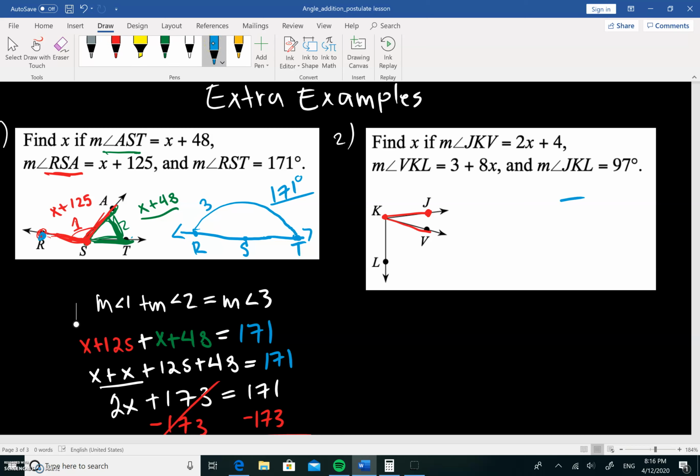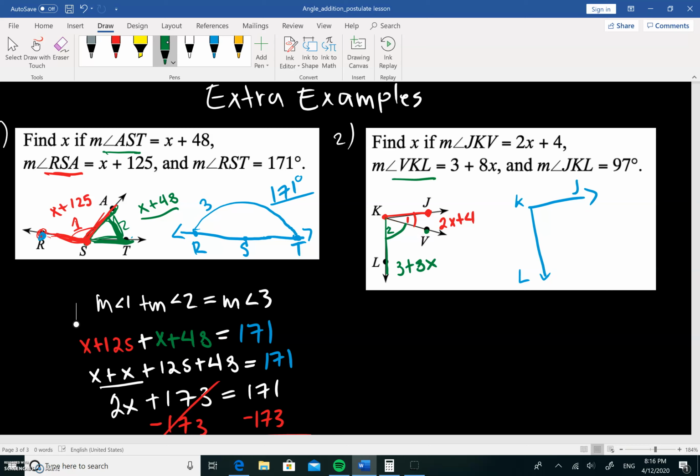And I'm going to draw the larger angle here. So J, K, L. So this is actually the smaller angle. So I'm going to label this as angle 1. And JKV is the same thing as 2x plus 4. And then this is going to be my angle 2. So we have VKL. So we start at V, we go to K, and then we go to L. So we have something like this. And that's going to be 3 plus 8x.